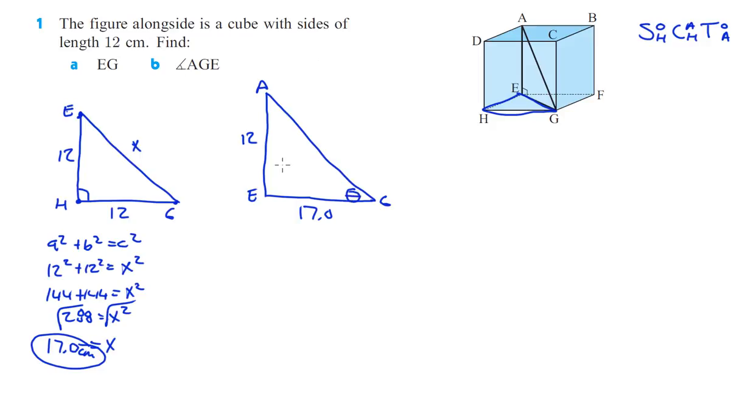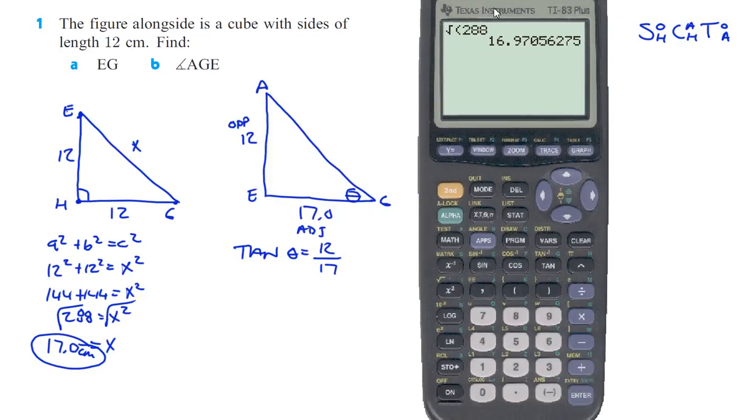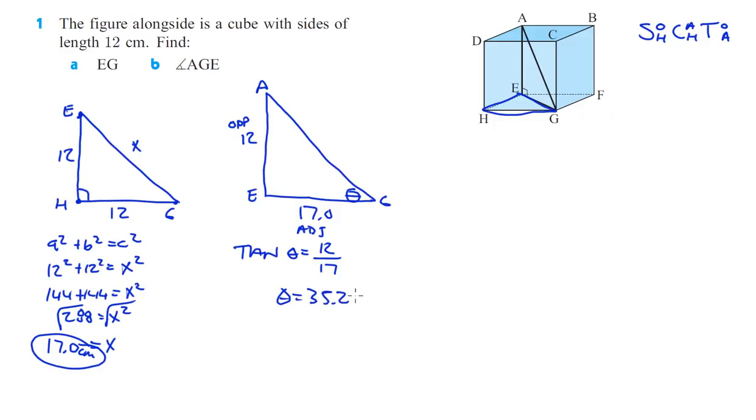Okay? So if that's the angle we want to find, this here is the opposite. This is the adjacent. So opposite and adjacent is tangent. So we would say tangent of theta equals opposite, which is 12, over adjacent, which is 17. Now we can plug that into our calculator. We're looking for an angle, so second tangent 12 divided by 17 gives us 35.2 degrees. Okay, so that's what angle AGE is going to be, 35.2 degrees.